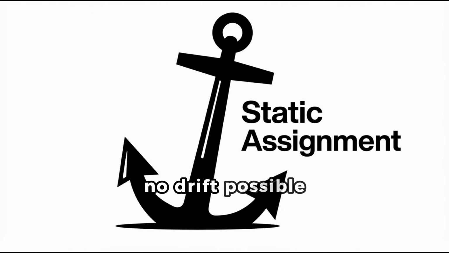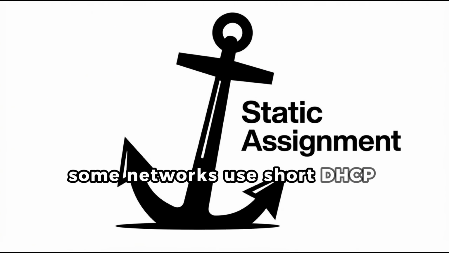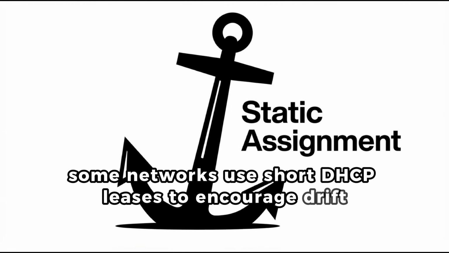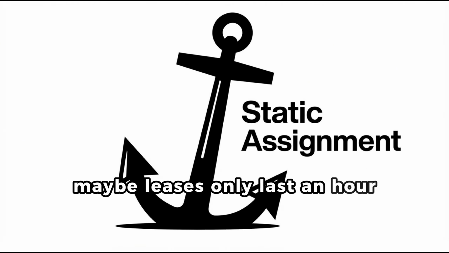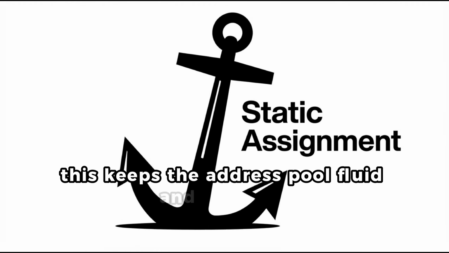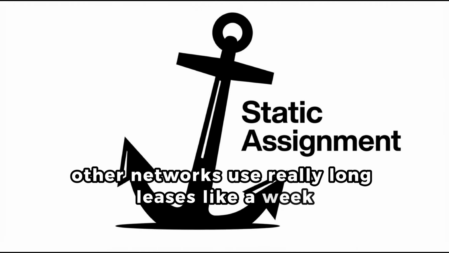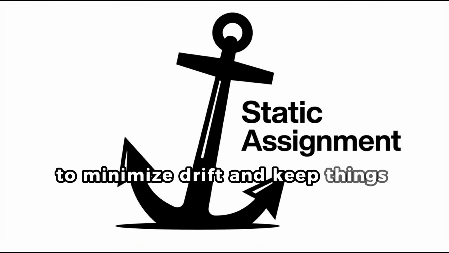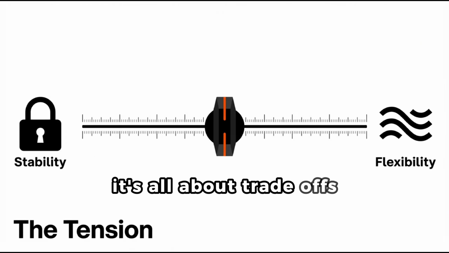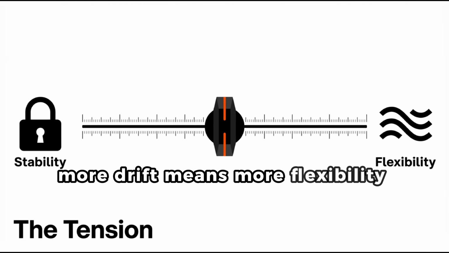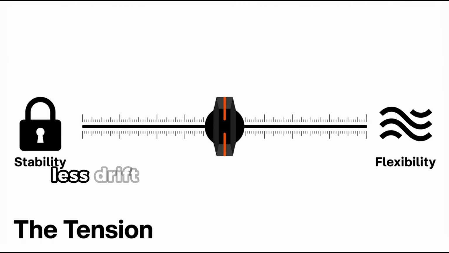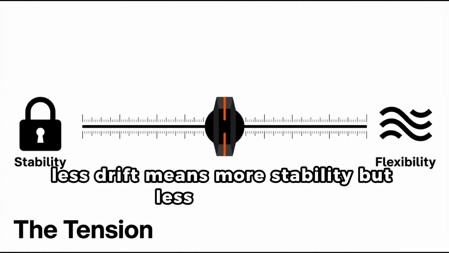No drift possible. Some networks use short DHCP leases to encourage drift. Maybe leases only last an hour. This keeps the address pool fluid and available. Other networks use really long leases, like a week, to minimize drift and keep things stable. It's all about trade-offs. More drift means more flexibility, but less stability. Less drift means more stability, but less flexibility.